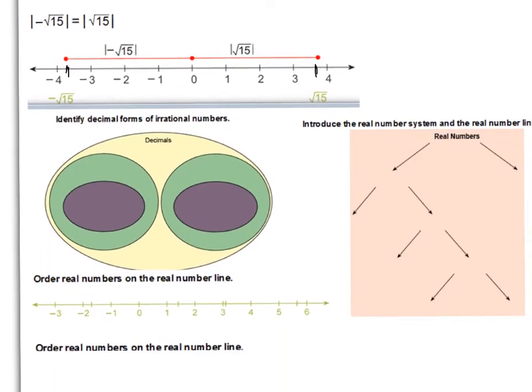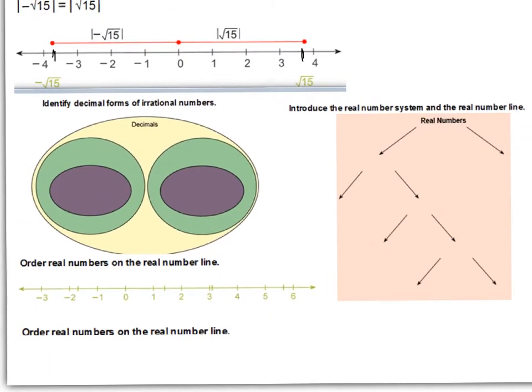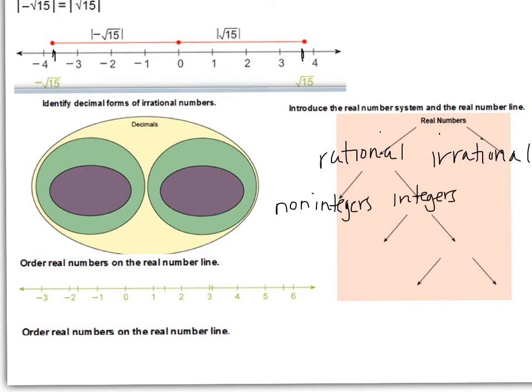All right, so then we're going to fill in this flow chart here where it says introduce the real number system and the real number line. Real numbers are made up of rational numbers, which we talked about in great detail last week, any number that you can write as a fraction, and then irrational numbers, which is what you learned about over the long weekend: pi, and any non-perfect square root. Rational numbers are made up of non-integers, which are non-terminating and non-repeating decimals, and then integers, positive and negative numbers.